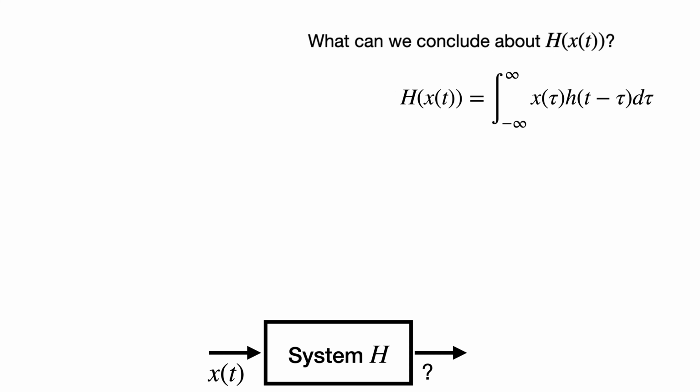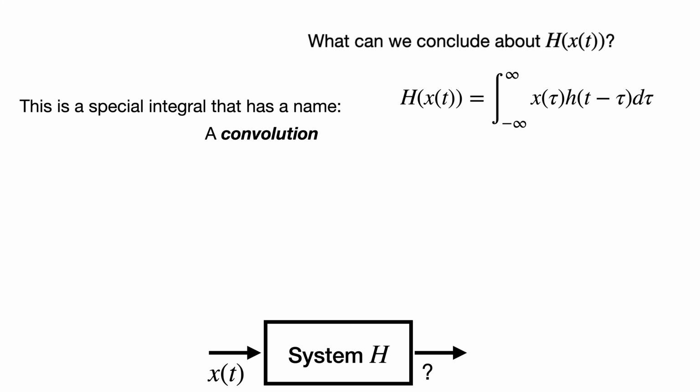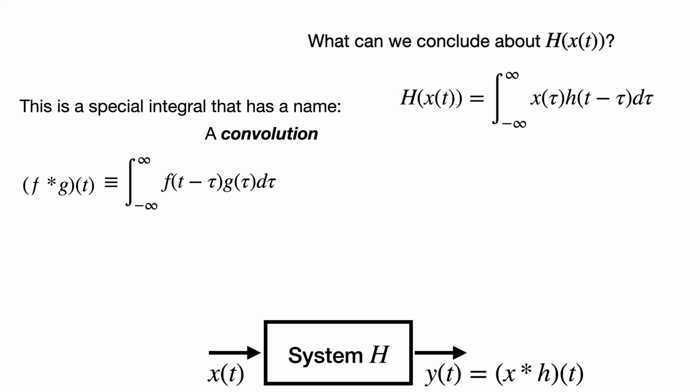Now, an integral of this form has a special name, and this is called a convolution. And we use this so often, we have a nice shorthand for it. For two functions f and g, the convolution of f and g, which is denoted as f star g, is defined as the integral from minus infinity to infinity of f of t minus tau, g of tau, d tau. And as a result, this is what the output of our system is. The output of our system is y of t equals x convolved with h of t.